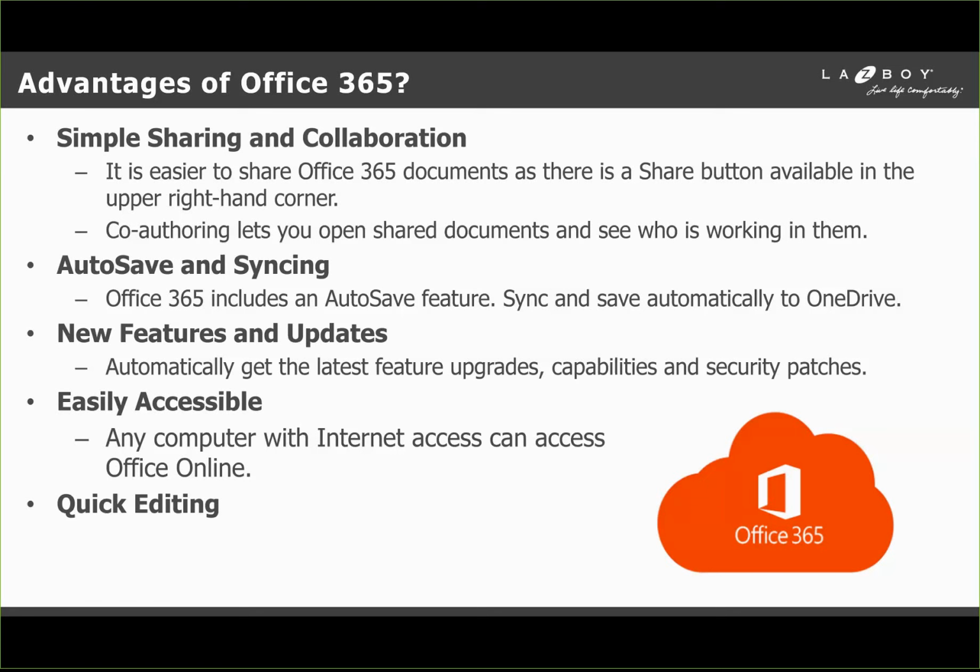New features and updates are automatic. Unlike our old version of Office where you had to kick them off manually, they're automatic now in this new version of Office. So any new feature upgrades, capabilities, and security patches, all automatic. First time you use Office, you might see a What's New box that pops up. That box basically is Microsoft's way of showing you the new features they're adding to Office.